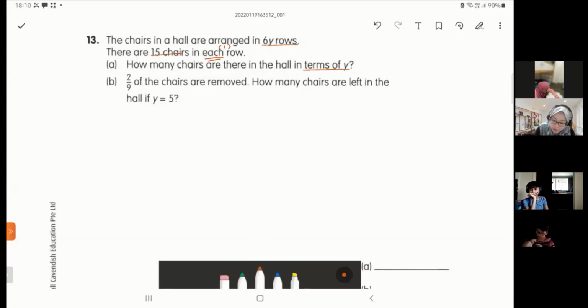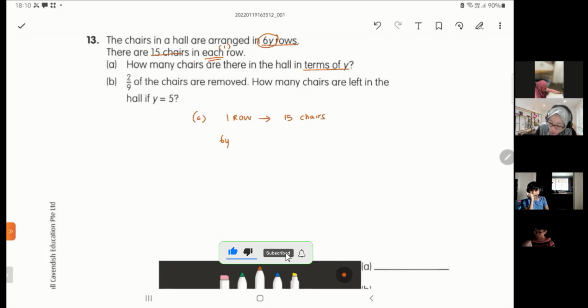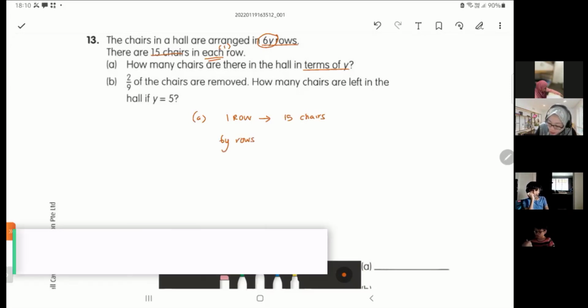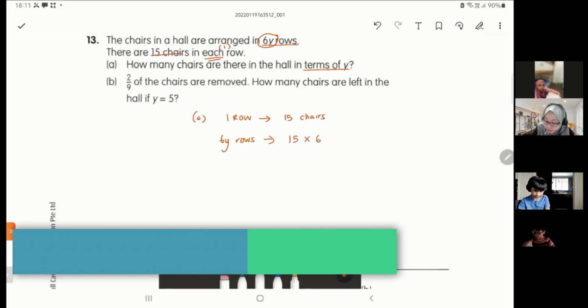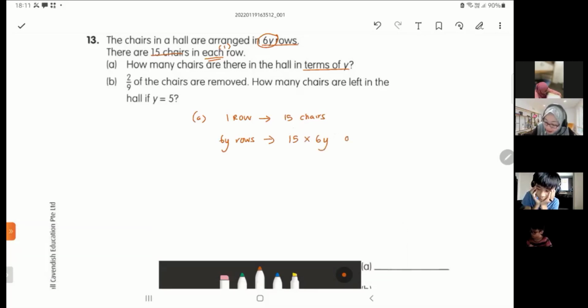Okay, let's do part A first, okay? So in one row, I have 15 chairs. How many rows do I have? I have 6y rows. So 6y rows will be 15 times 6y. Or you can write it as 6y times 15.